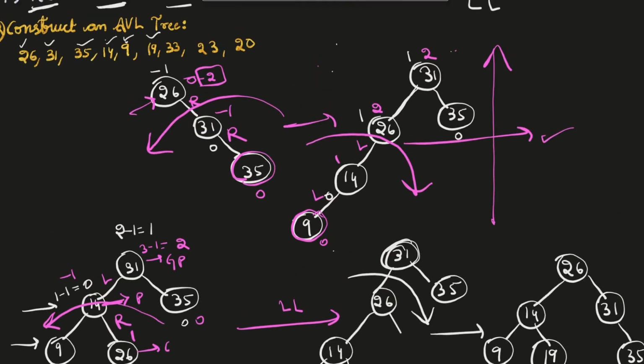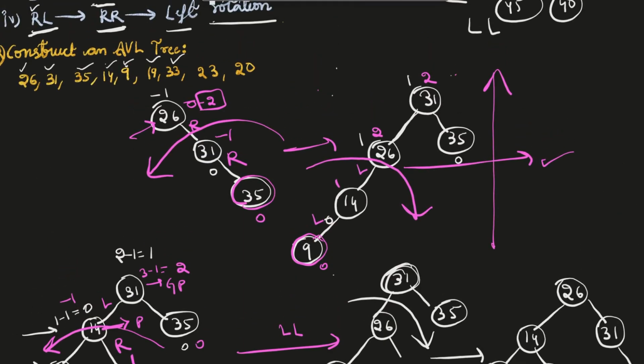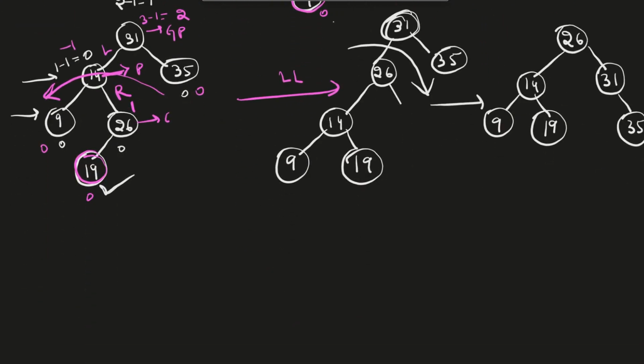Now next we need to insert 33. So let's insert 33. That would be right of 26, right of 31 but left of 35. Okay. Now if you check the balance factor, all the leaf nodes will have 0 and 0. 35 will have 1, 31 will have minus 2, 14 will have 0, 26 will have 2 minus 3, that is equal to minus 1.